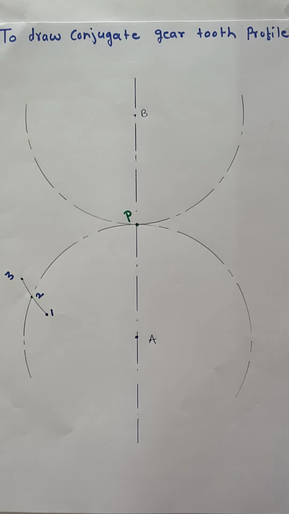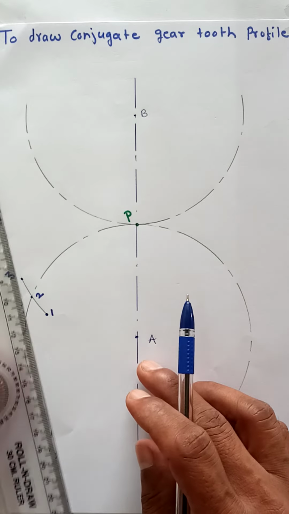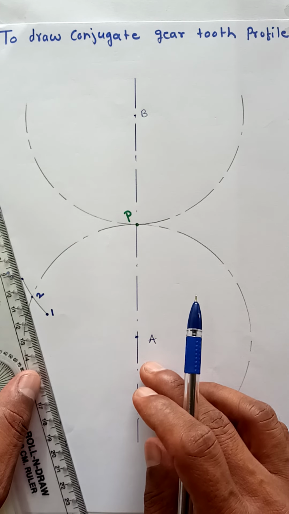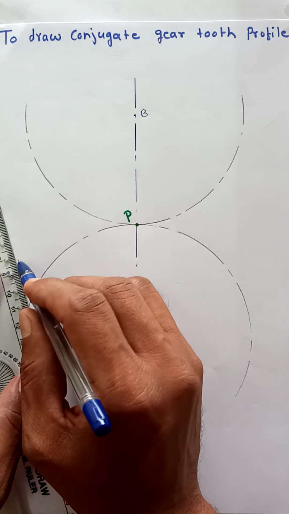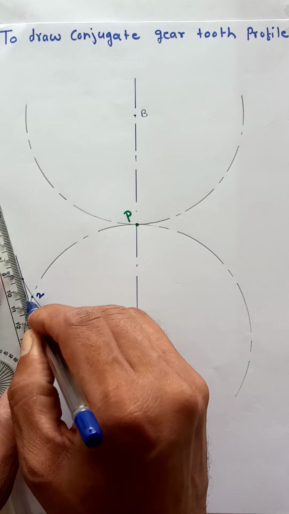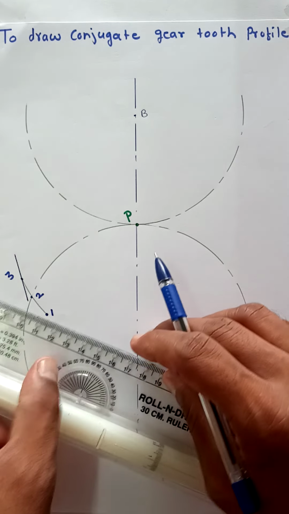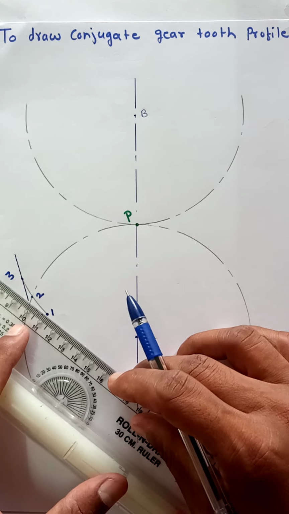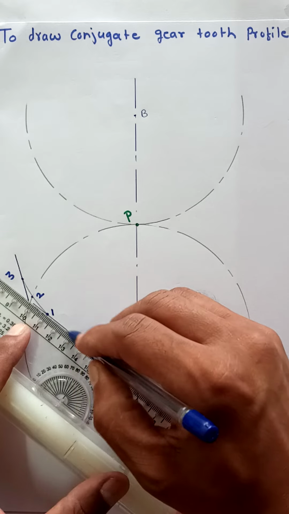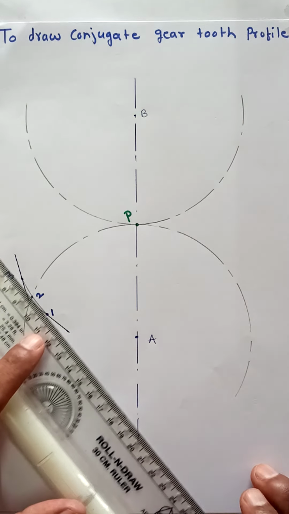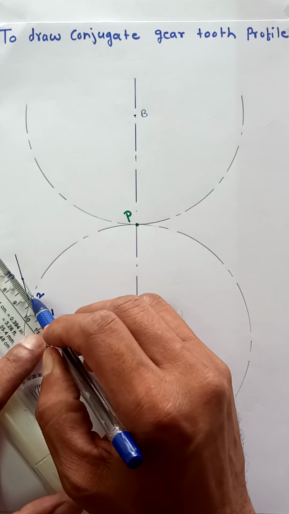Now the next step is to draw the tangents at these selected points, tangent to the profile at the selected points. So this is my tangent at point 3 and this is my tangent at point 1. And the tangent at point 2 is this one.